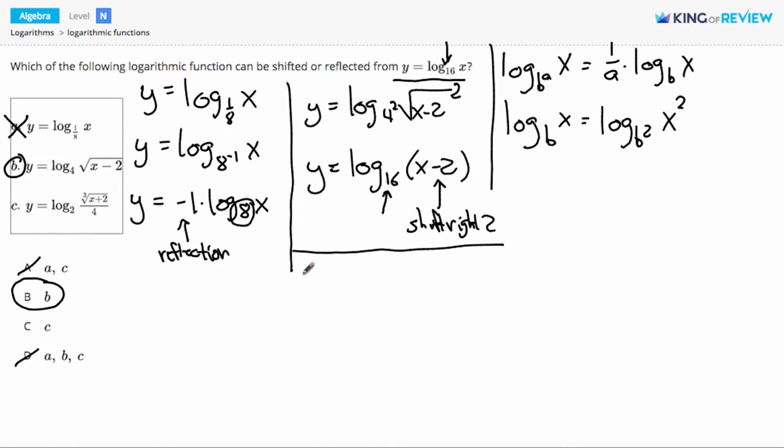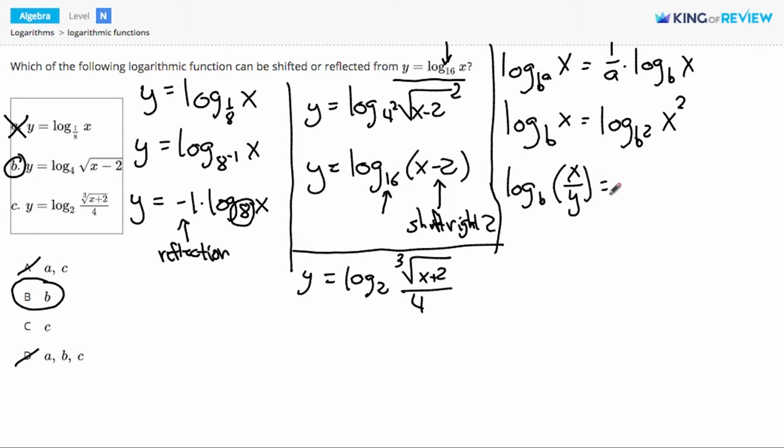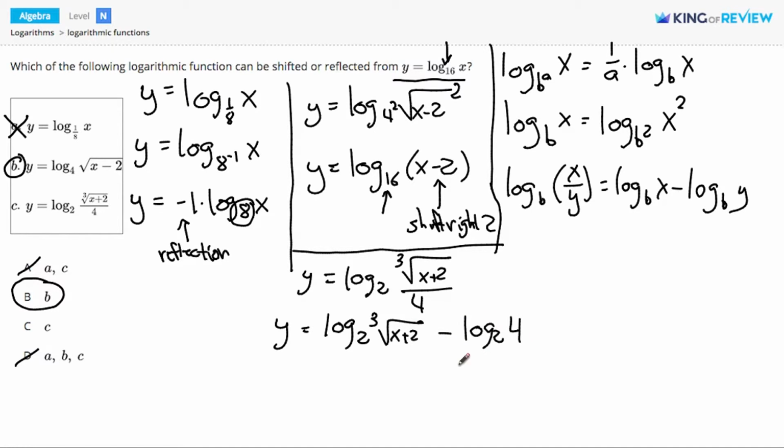C has a lot going on in it. It has the log base 2 of the cube root of x plus 2 over 4. We can simplify it by a couple of properties, one of which deals with fractions inside of logs. This property says we can split up a fraction in a log into two different logs that are subtracted. So this turns our problem into the log base 2 of the cube root of x plus 2 minus the log base 2 of 4. Now since 2 to the second power is equal to 4, the log base 2 of 4 is just 2. So far so good, this would be a shift down 2, but we have a problem.